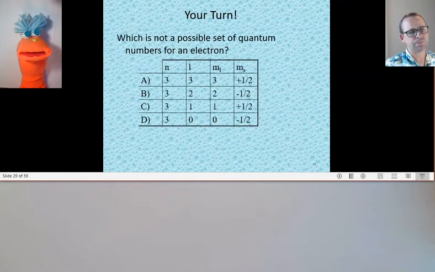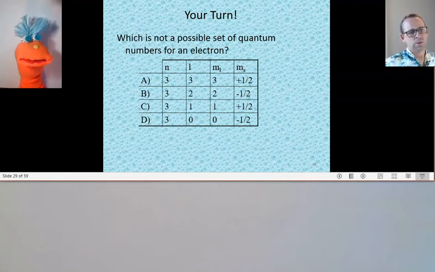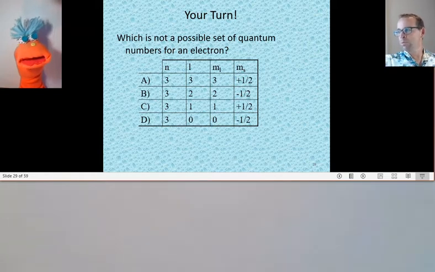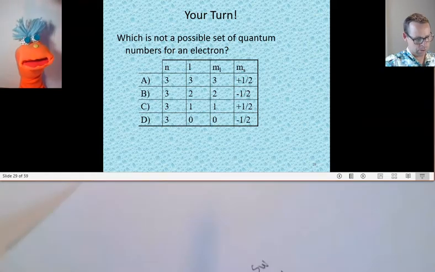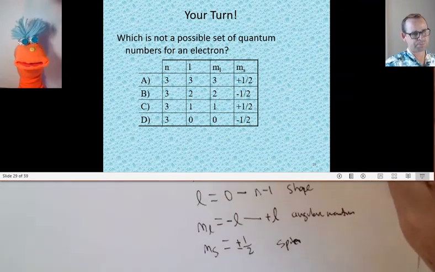Okay? So, what do you think here? Which is not a possible set of quantum numbers? Let's see. Do you have that one graph where you said what n could be and m? Yeah, that one there. Yeah, bring that up.